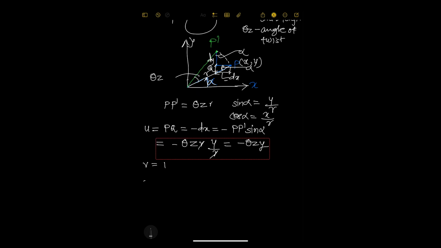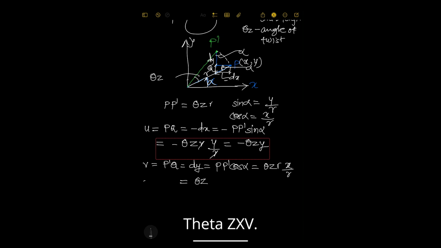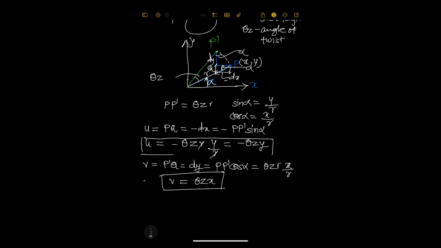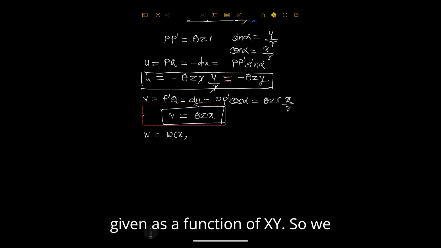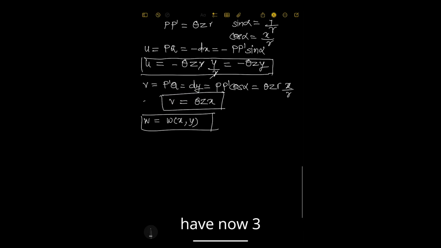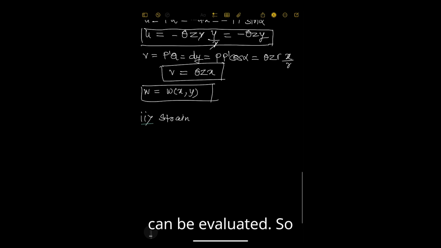v is equal to P'Q, which is equal to dy, equal to PP' cos alpha, which equals theta z r x by r, which is equal to theta z x. Then w, which is displacement in z direction, can be given as a function of x, y. So we have now three displacement components. From these displacement components, strains can be evaluated.